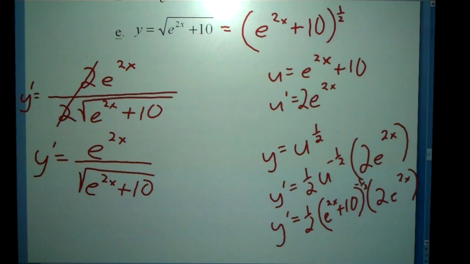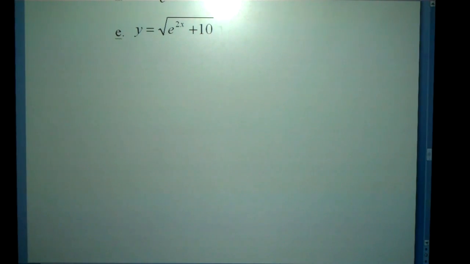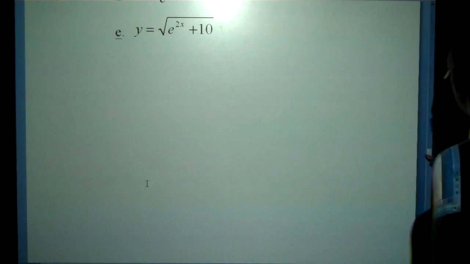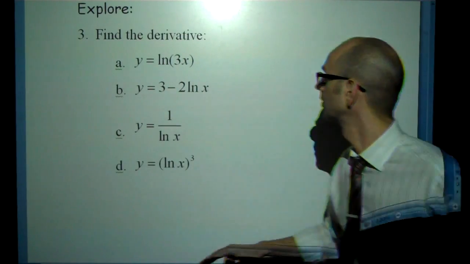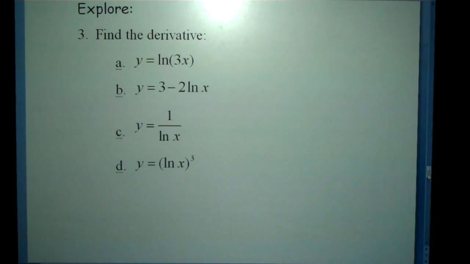That's a good one. So for example 3, we're dealing with natural log. Remember that the derivative of natural log of x is 1 over x, and then we need to use the chain rule if there's any stuff that we're doing the natural log of.